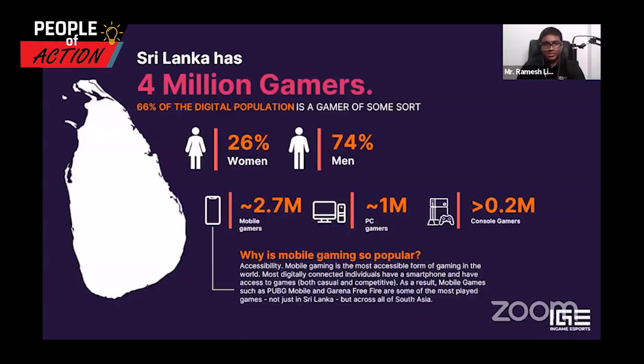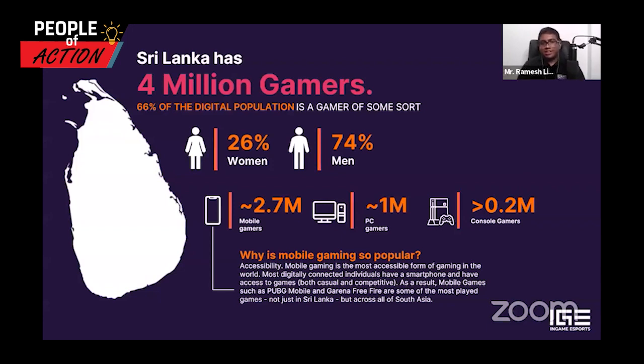In terms of Sri Lanka, just a very broad view: we have around 4 million gamers. These statistics are from global data as well as publisher data. Publisher data means, for example, PUBG Mobile is published by Tencent, and League of Legends is published by Riot Games. Each publisher has their own statistics of how many people play their game. So these are statistics that we've put together from all of these sources.